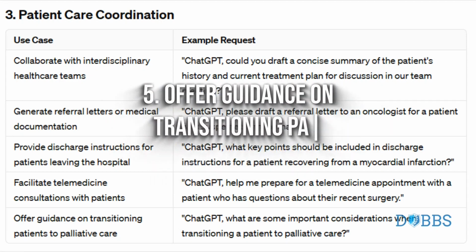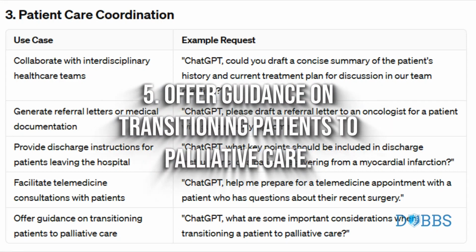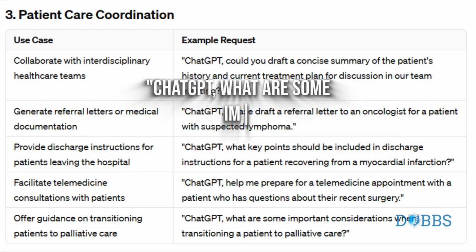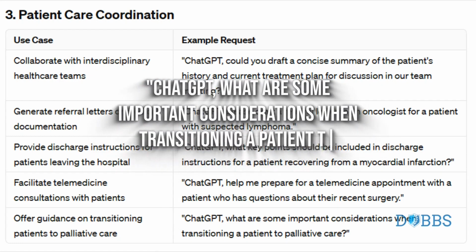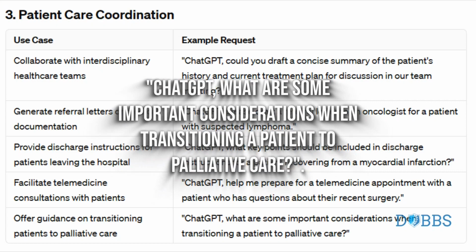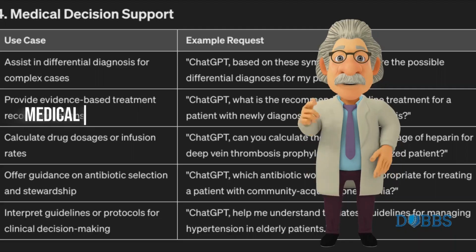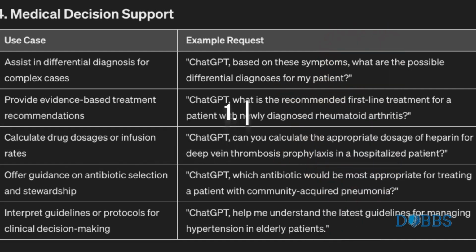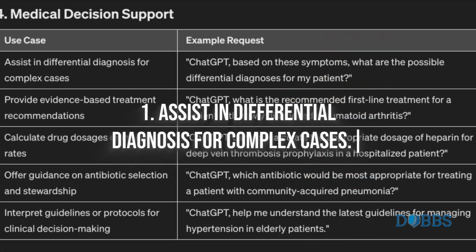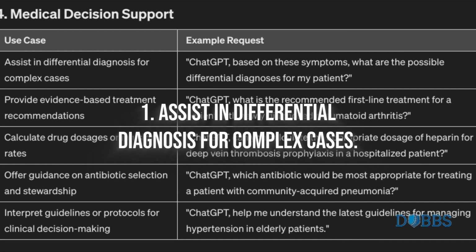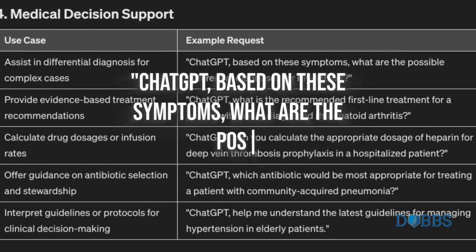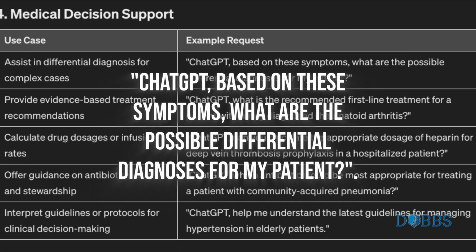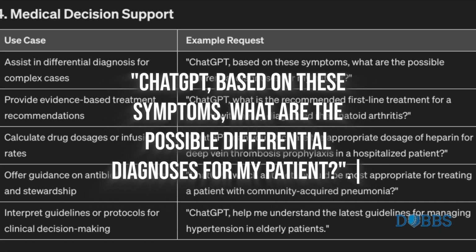5. Offer guidance on transitioning patients to palliative care. ChatGPT, "What are some important considerations when transitioning a patient to palliative care?" Medical decision support. Here are some use case examples. 1. Assist in differential diagnosis for complex cases. ChatGPT, "Based on these symptoms, what are the possible differential diagnoses for my patient?"